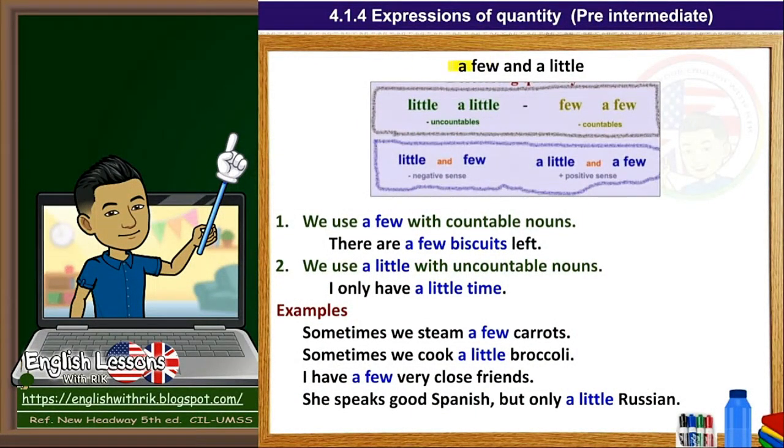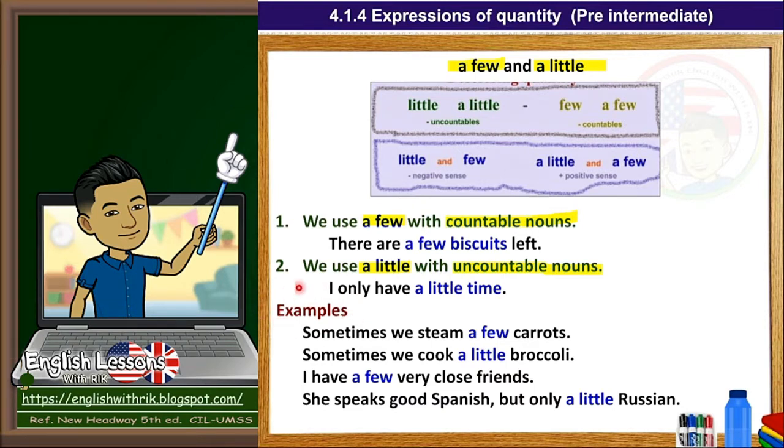A few and a little. We use a few with countable nouns. There are a few biscuits left. We use a little with uncountable nouns. I only have a little time.